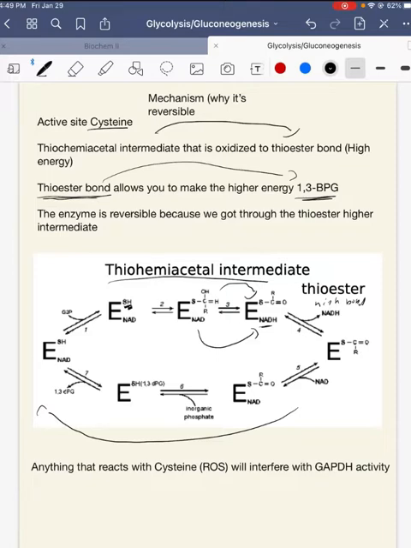Hopefully that makes sense. I also added that this cysteine here, this will be helpful once you guys learn the pentose phosphate pathway. So this cysteine here, basically anything that reacts with the cysteine can mess up the GAPDH activity, because this cysteine is very important in the mechanism of GAPDH. So an example would be reactive oxygen species. Reactive oxygen species can directly act on the cysteine, and this can inhibit GAPDH activity. Okay, so I just added this to explain why this enzyme is reversible, even though we create a high energy bond.